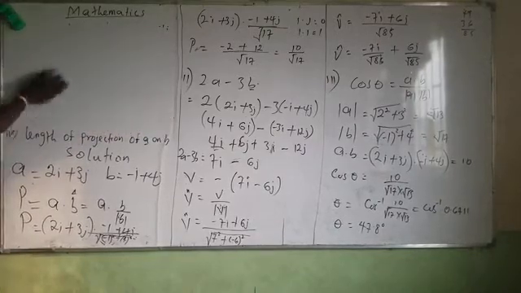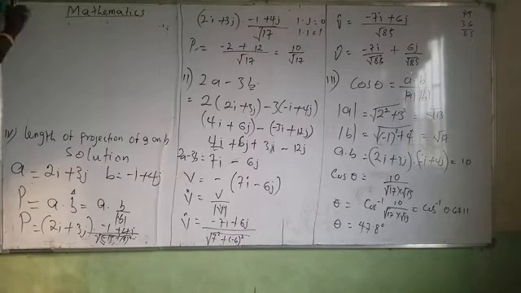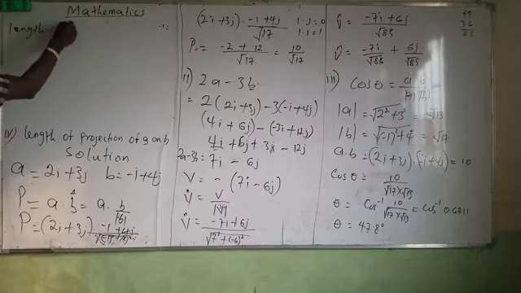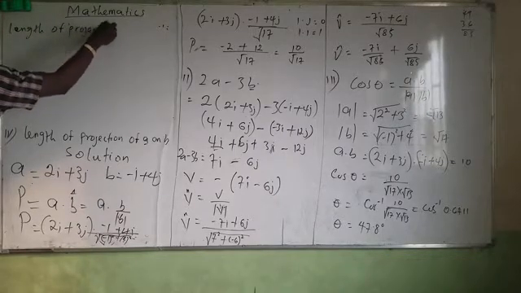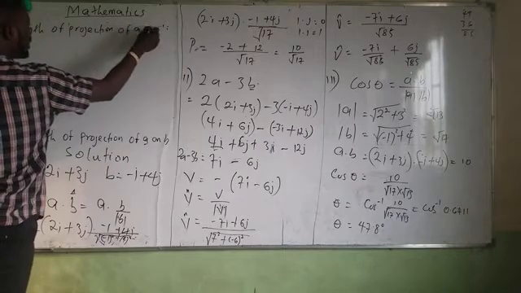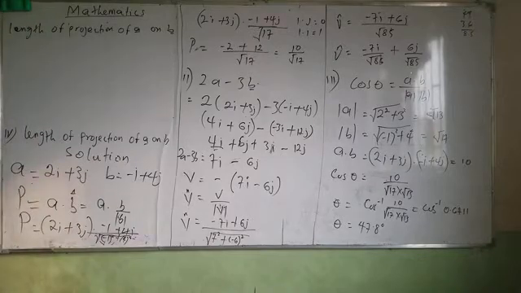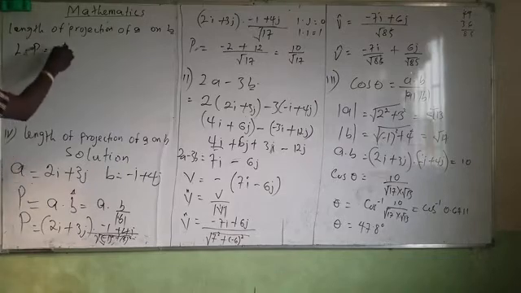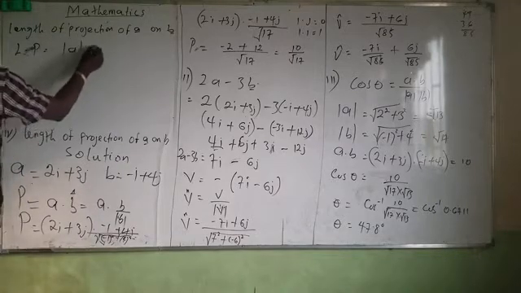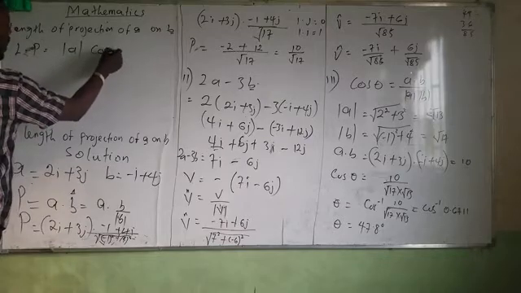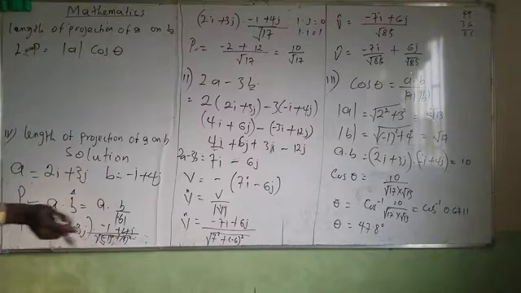Now, the next part, which is the last part of the question, the length of the projection of A on B. What is the length of the projection? Listen to me. How do I find the length of the projection? It means the length of the projection will be equal to the magnitude of A cos theta. Now we have generated our theta.